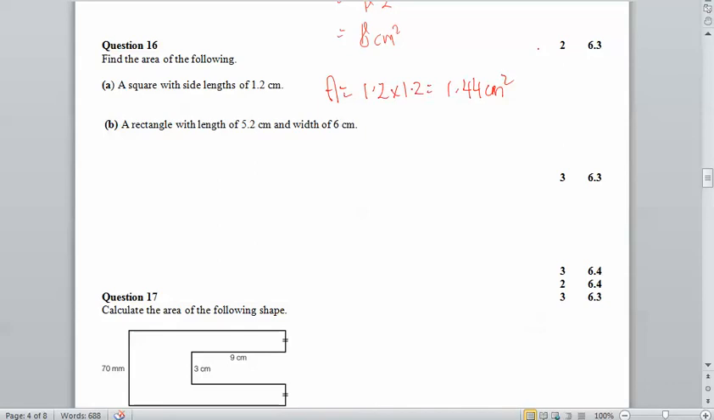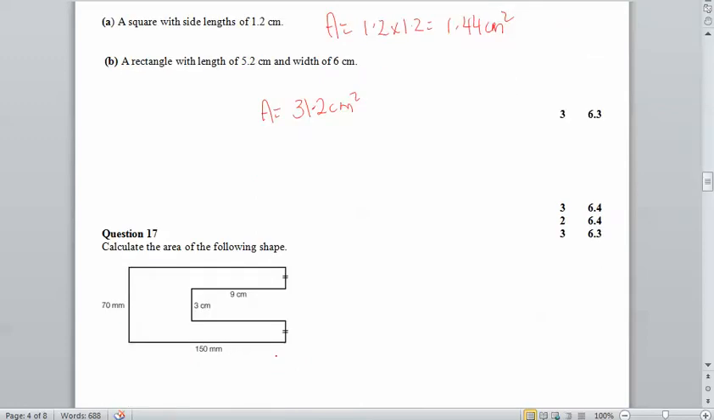Rectangle 5.2 and 6 is 31.2. Obviously, you've got to show your working, but I'm just going through fairly quickly because I'm mindful of the time. 31.2 centimetres squared. Now, when you're doing that, please make sure you're writing out what the length is, what the width is, writing the formula and the answer. If you write answers only, I will only give you 1 mark.